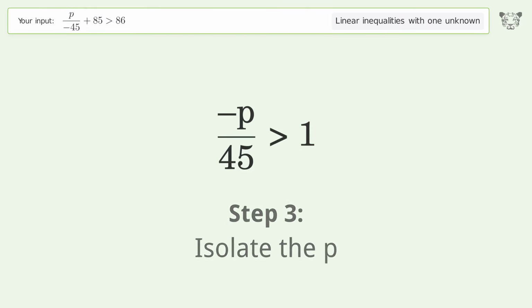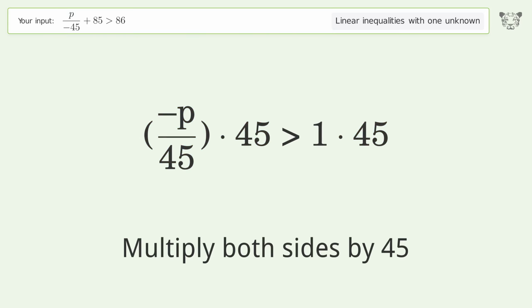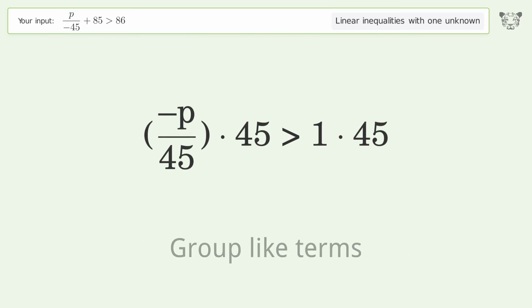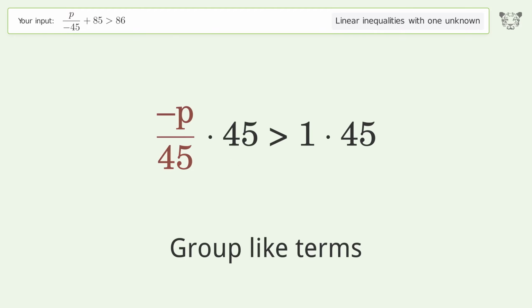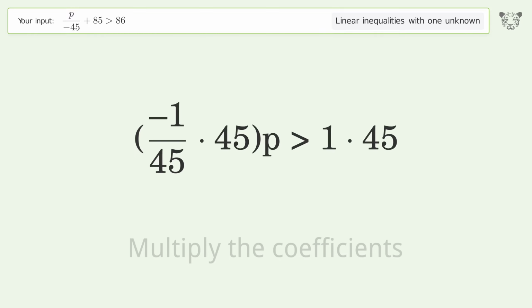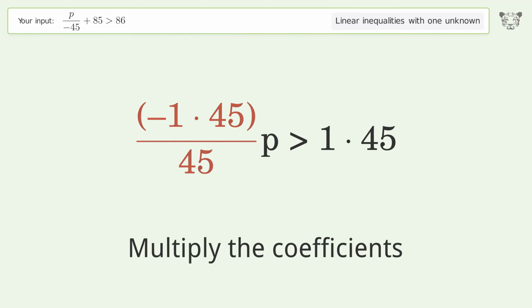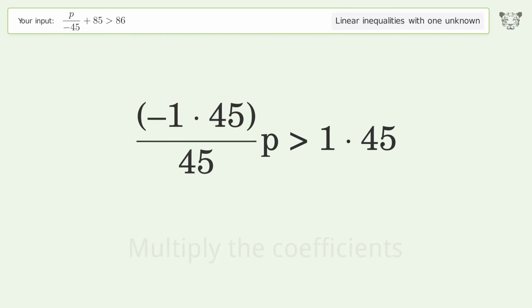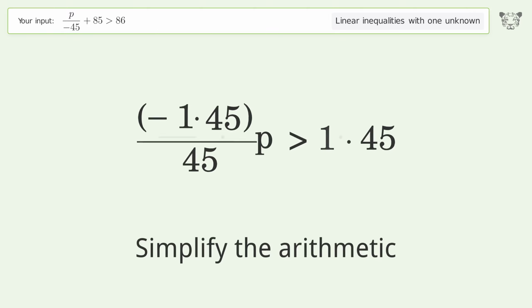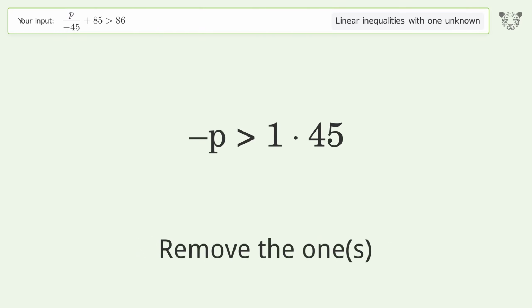Isolate the p. Multiply both sides by 45. Group like terms. Multiply the coefficients. Simplify the arithmetic. Remove the ones.